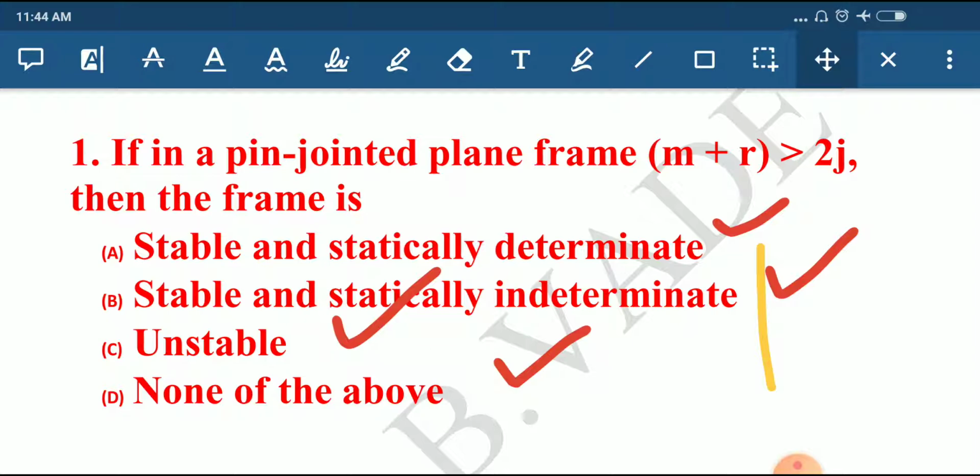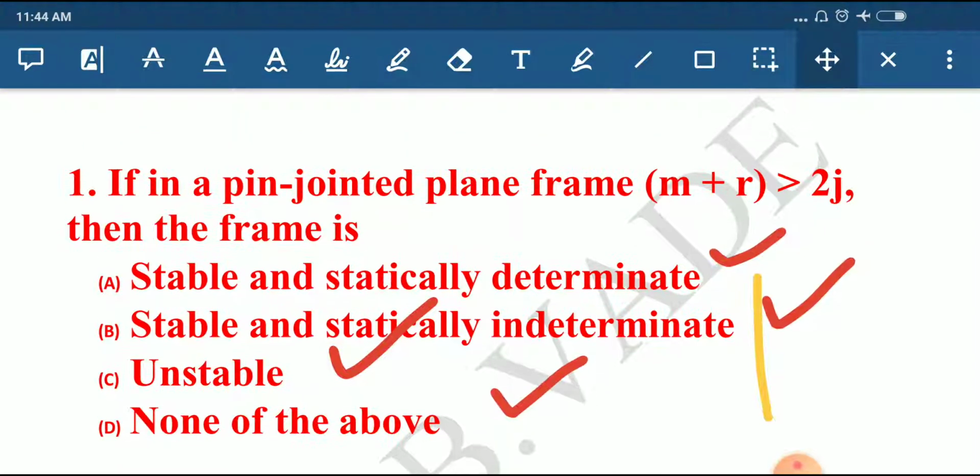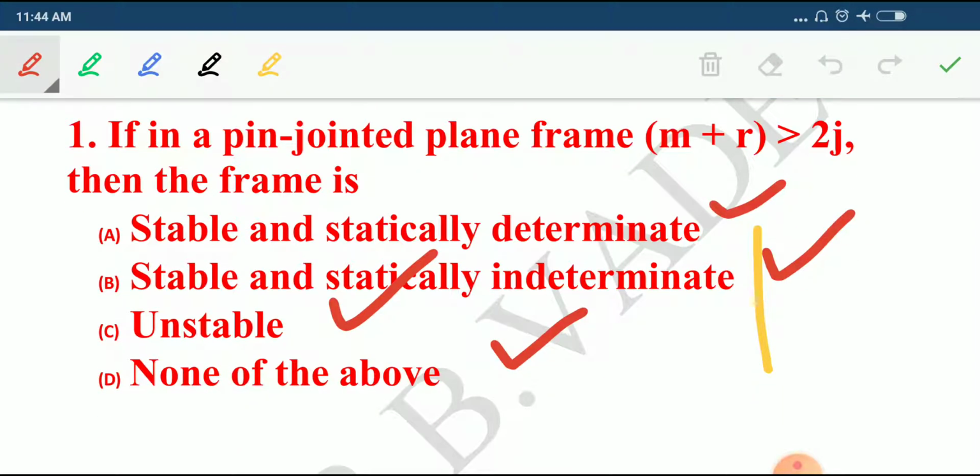Here you should know that m means the total number of members, r means the number of reactions, and j is the joints. For this case the correct answer is that the structure is stable and statically determinate. Again, remember what pin jointed means: the joint allows rotation and does not transfer the movement. This is called a pin jointed frame.